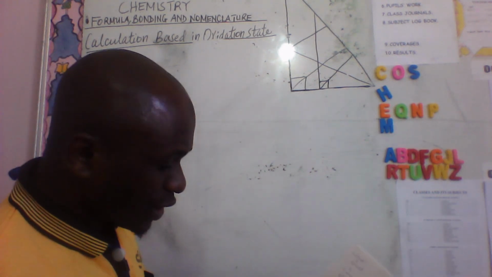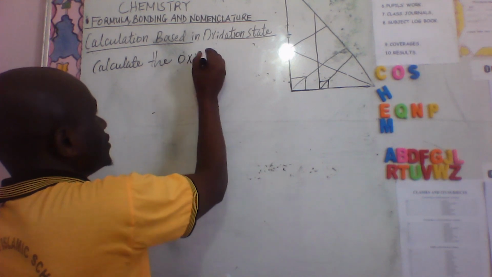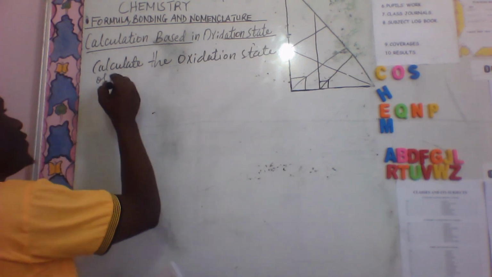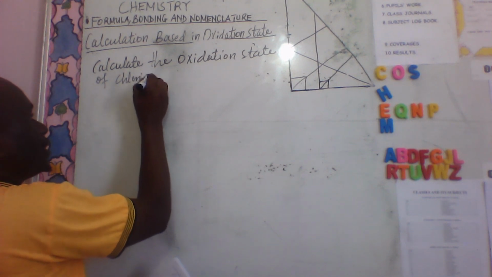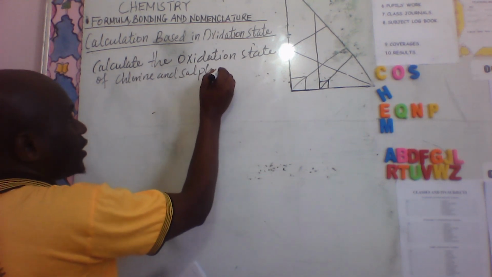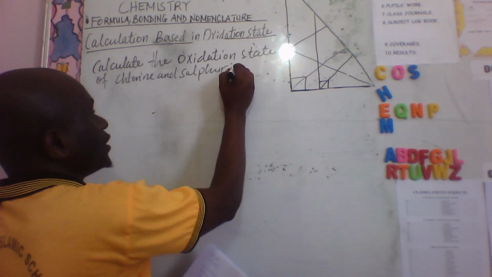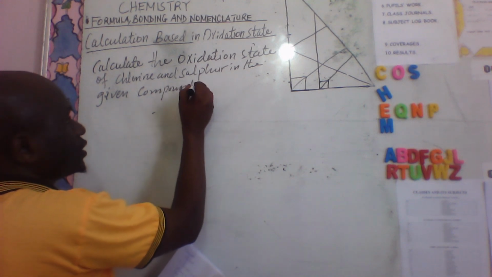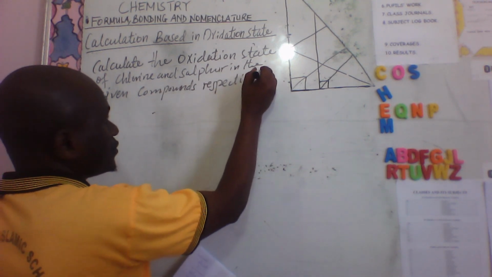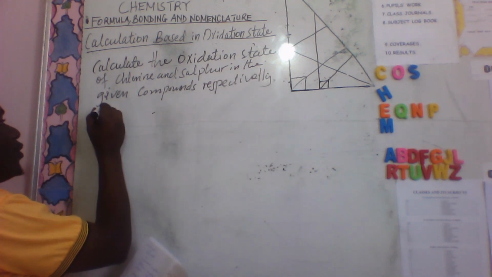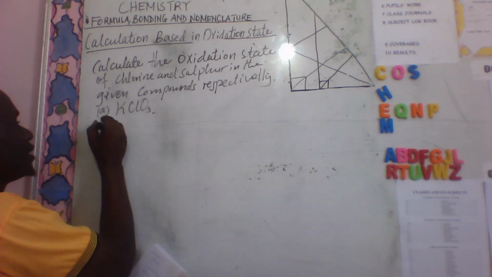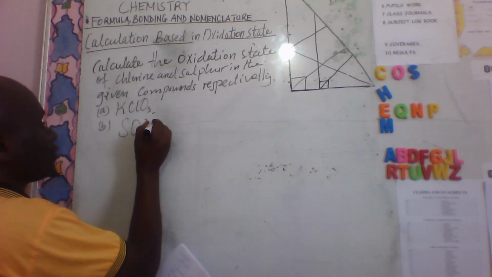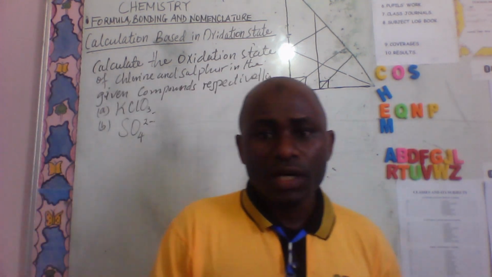So calculate the oxidation state of chlorine and sulfur in the given compounds respectively, in which that compound is potassium chloride, and the next compound is sulfate, radical of sulfate. So here let us see how to deal with it.